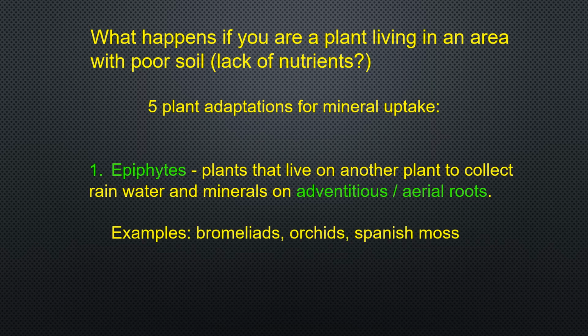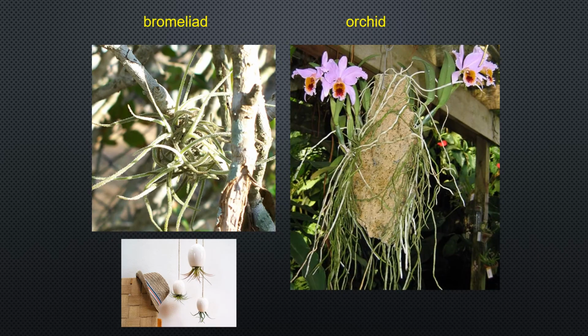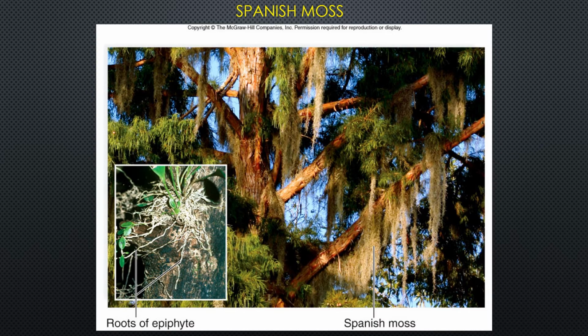So our examples of these are things like orchids or Spanish moss that might be familiar to you, and also here are the bromeliads. Here's this beautiful orchid. And the Spanish moss, I'm familiar with Spanish moss, having lived in Florida for a long time. If you're down near the coast, you'll see a lot of that.